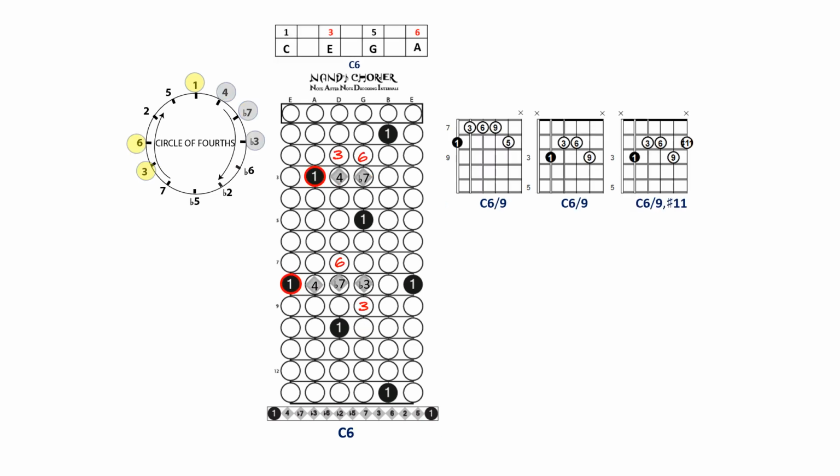The shell voicing for a 6th chord contains the root, 3rd, and 6th chord tones. A major 6th chord is simply a major triad with a major 6 on top, while a minor 6th chord is a minor triad with a major 6th on top.